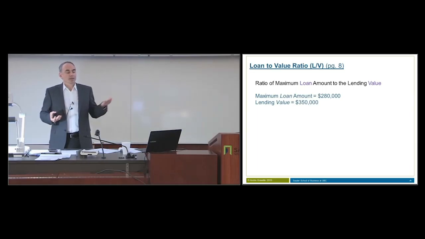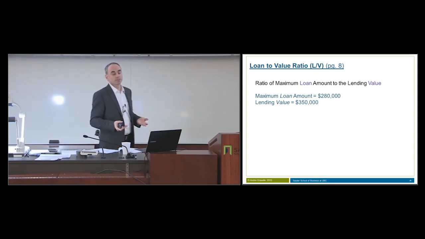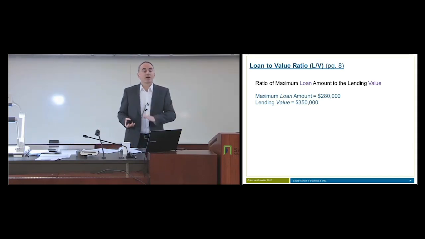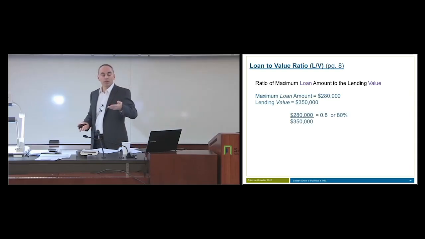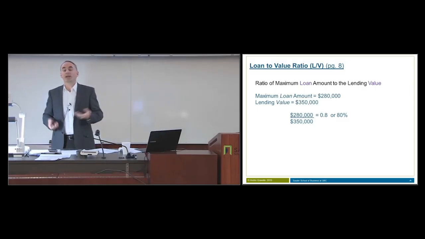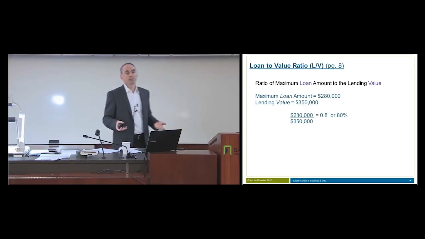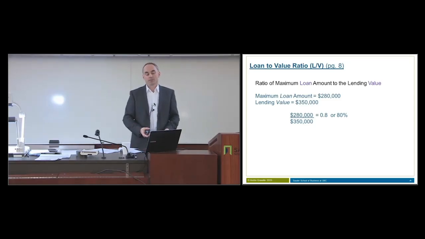Let's suppose that the maximum loan for a property had been determined, and the maximum loan is $280,000. The lending value of the property is determined to be $350,000. So if we divide these two, we get 0.8 or 80%. So we could say the loan-to-value ratio here was 80%. So that's what the loan-to-value means.